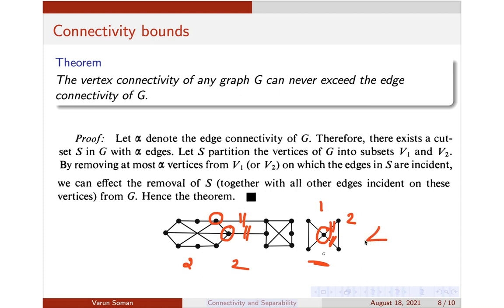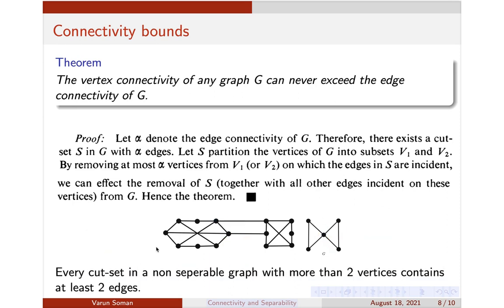Okay, so I hope it is clear. We have now discussed two concepts. First of all, edge connectivity is less than or equal to the minimal degree of a vertex, and also vertex connectivity is always less than or equal to edge connectivity. So these are the two bounds which we discussed.